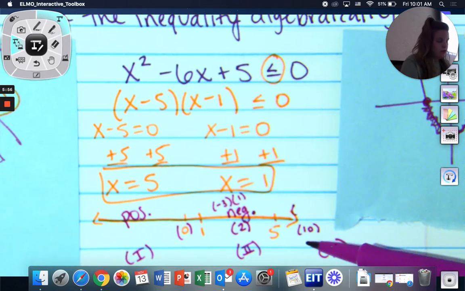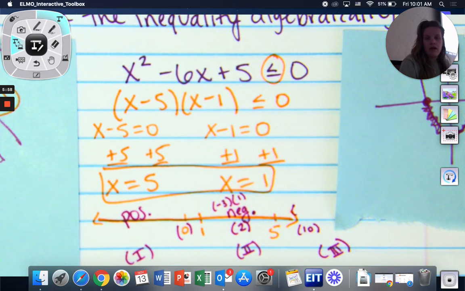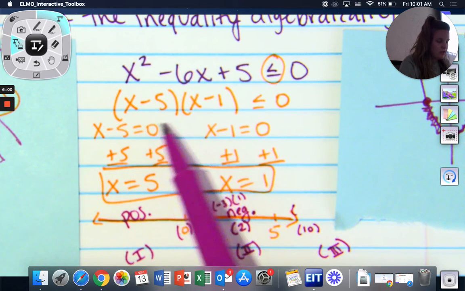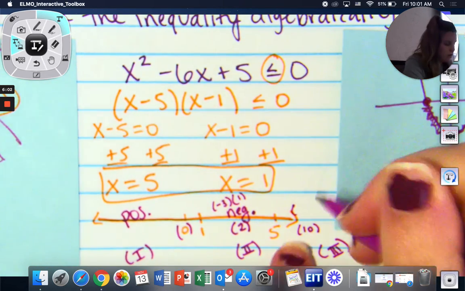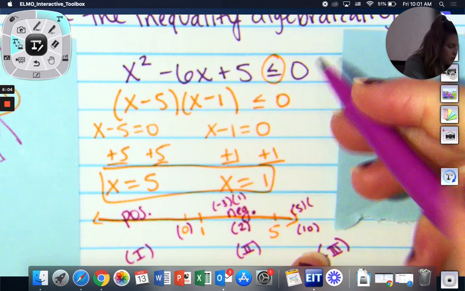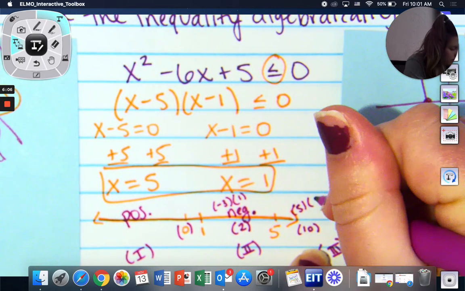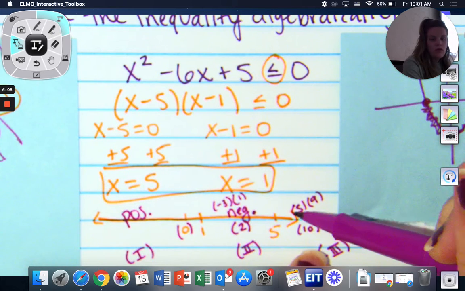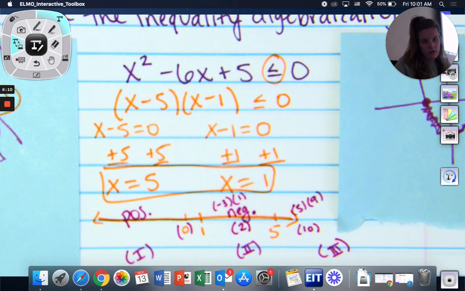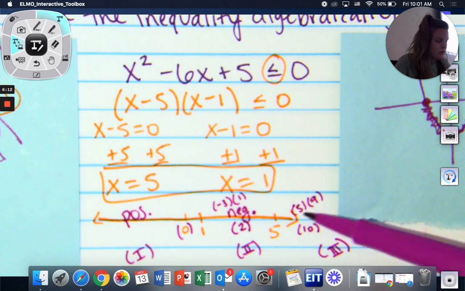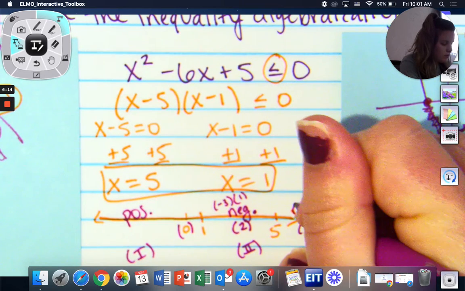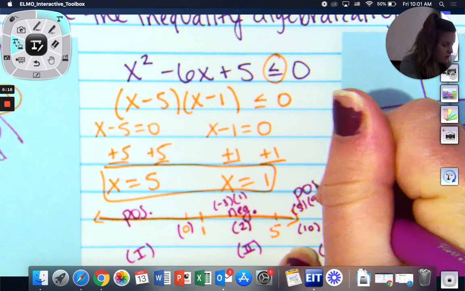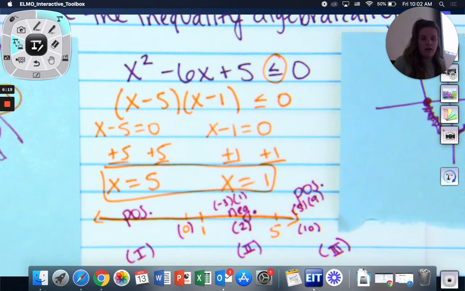Okay, but you could do anything bigger than 5, it doesn't matter. I'm going to do it into this factored form again. So 10 minus 5 is 5, times 10 minus 1 is 9. Even if you don't know what 5 times 9 is, which is 45, even if you just realize a positive times a positive is going to give you a positive solution, and that's all we care about for our spots on the number line.